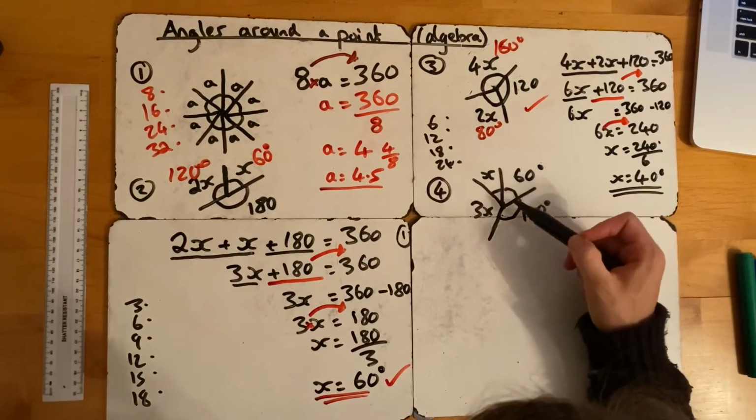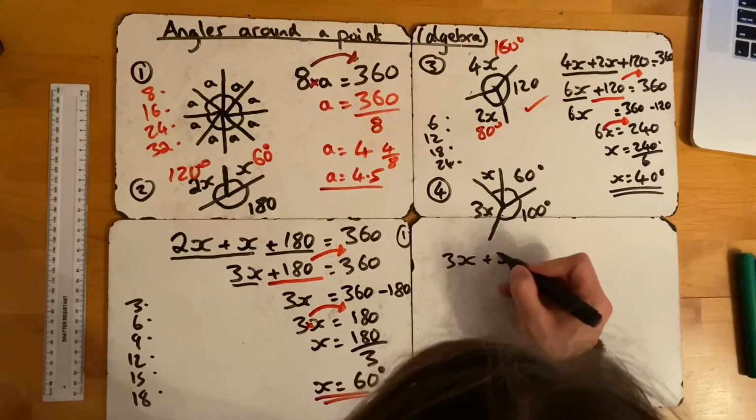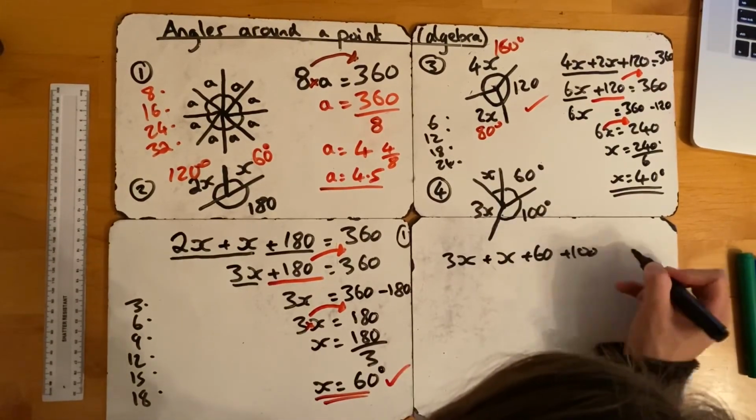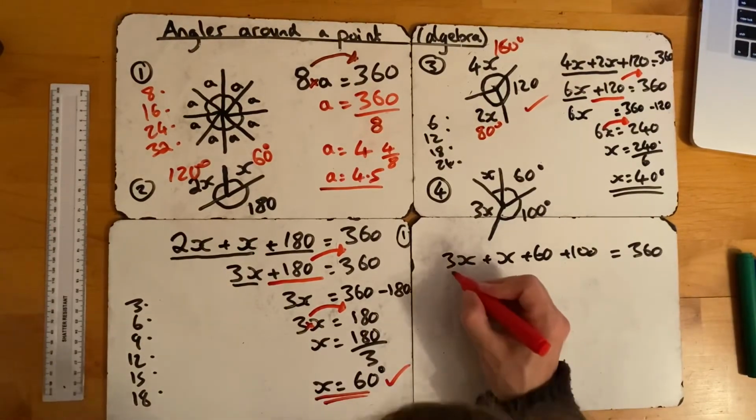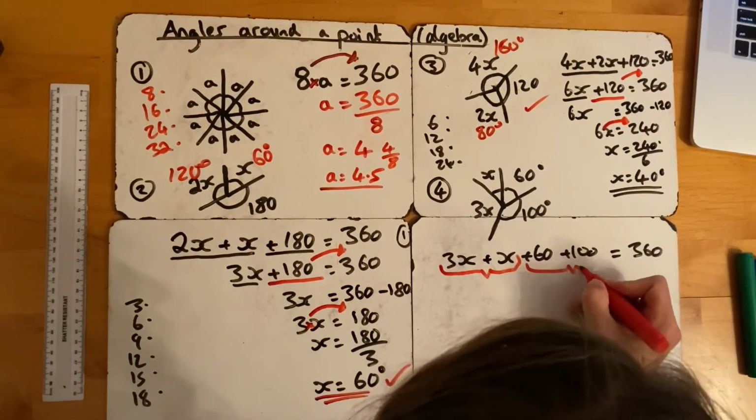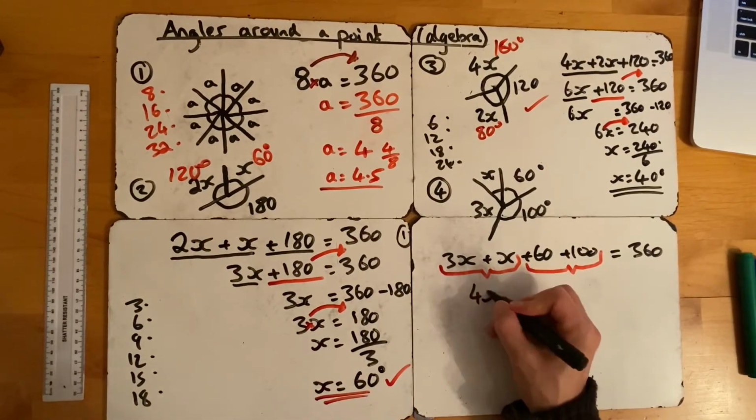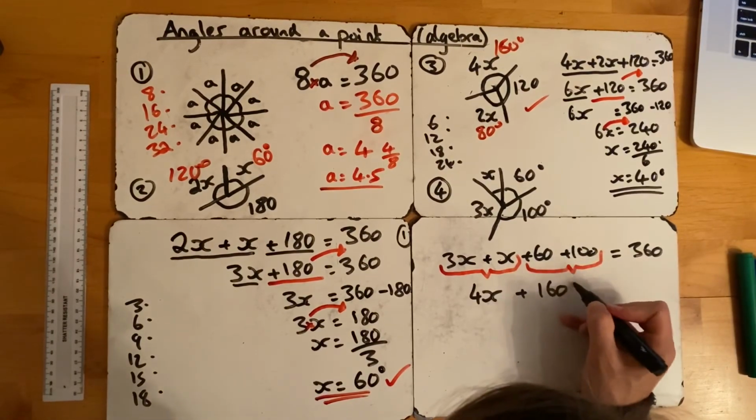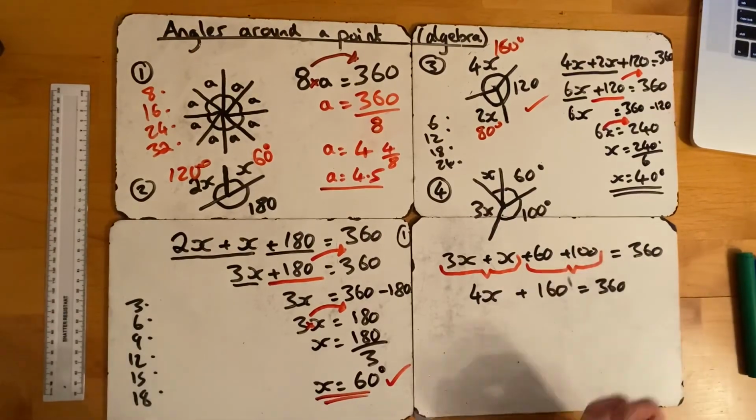Okay, question 4. Show that they all add up to 360. So 3x plus your x plus your 60 plus your 100 is equal to 360. Okay, combine the x's and combine the numbers. 3x plus 1x is equal to 4x. 60 plus 100 is 160. And then that is equal to 360.